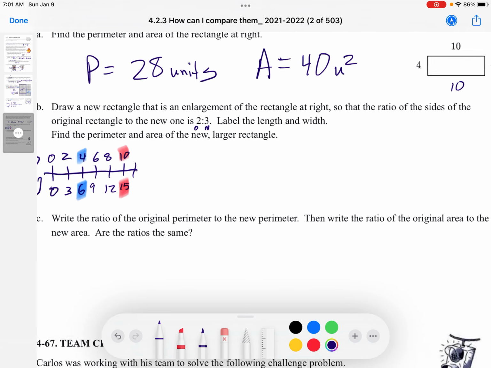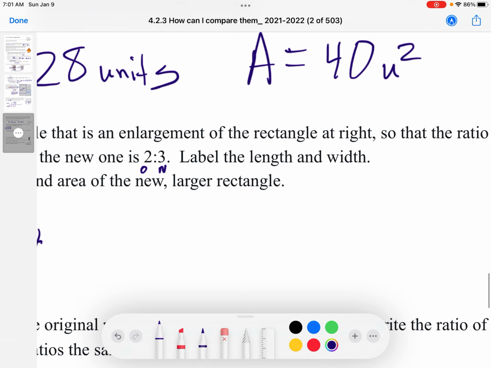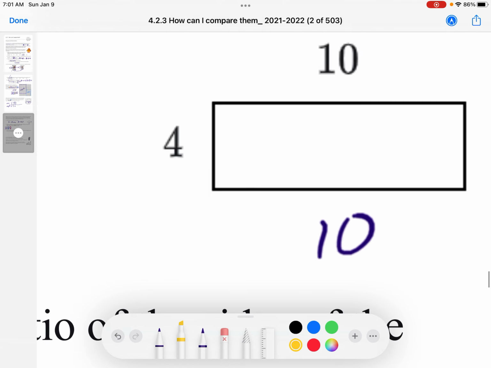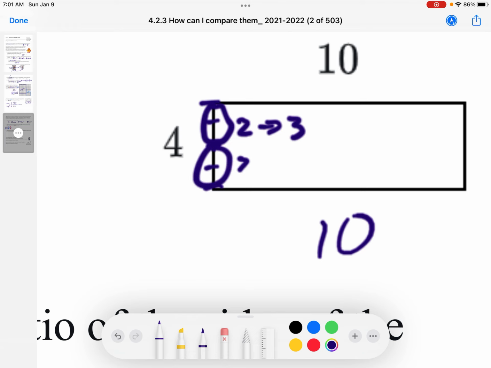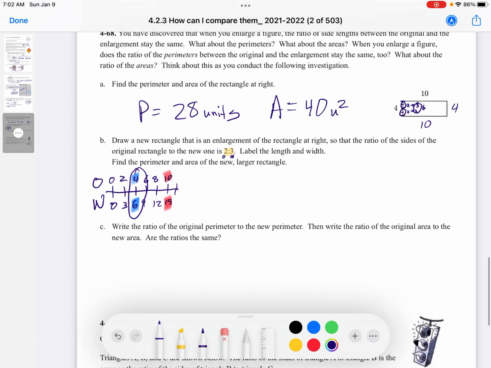What's another way to do that? Think about this in a little bit different way. I want you to think about it as for every 2 in the original, we have 3 in the new. As we look, this 4 is broken up into 2 pieces, right? So for this 2 in the original, it has to become a 3. It's another way to look at our ratio. So this 2 also has to become a 3, for a grand total of 6. Which once was 4 is now 6. So what was 10 needs to become 15.